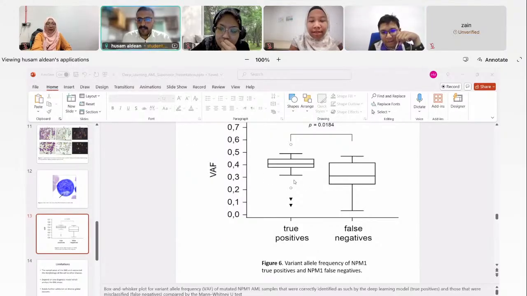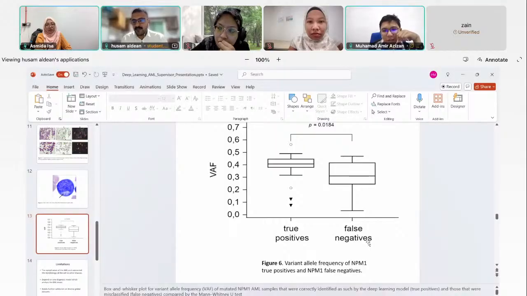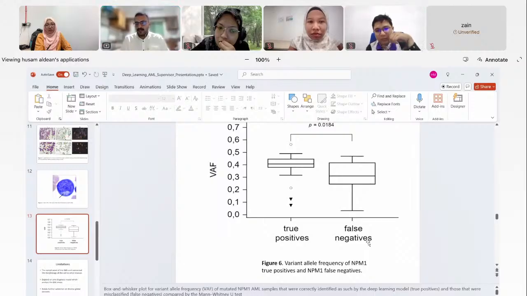So we have an inverse relationship between the size of the box and the variant allele frequency. Right? Oh, okay, yes, correct.